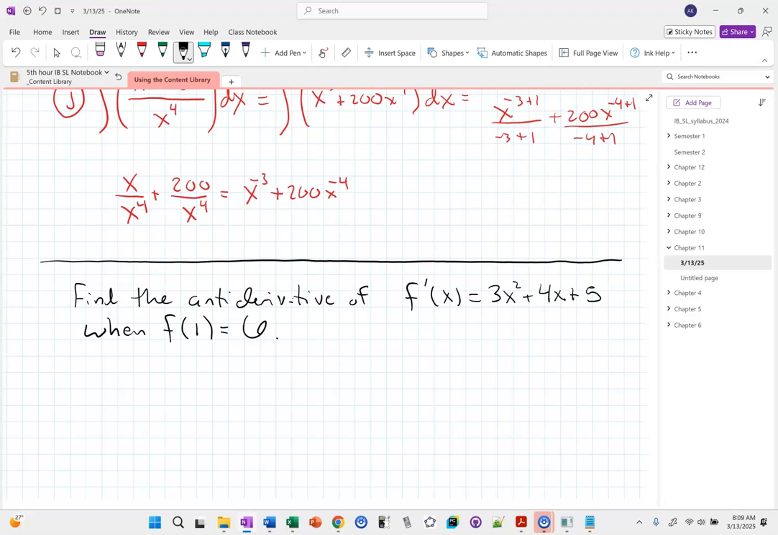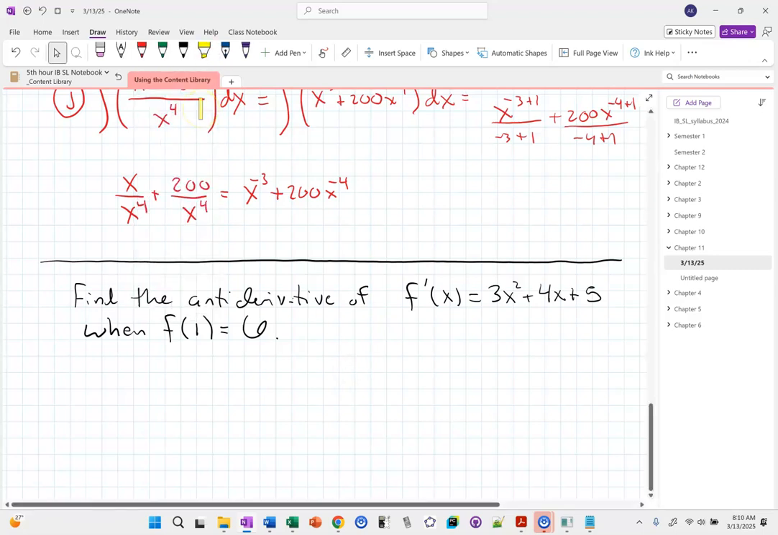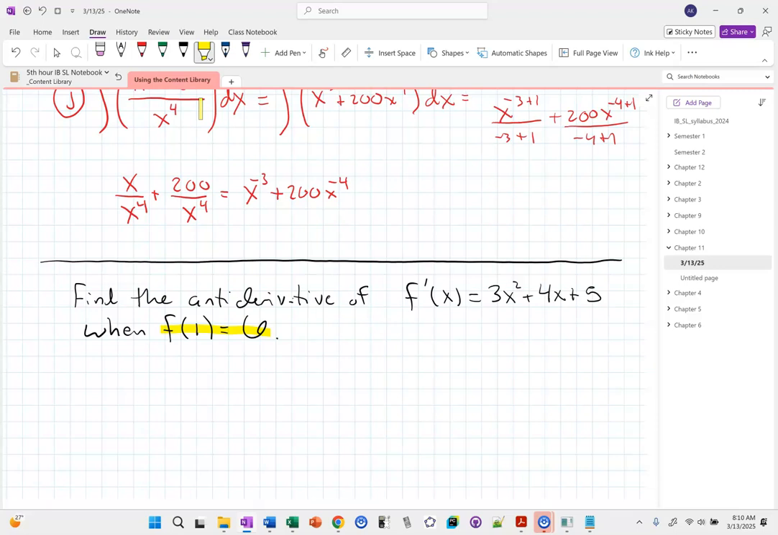So if you're given this additional piece of information about the value of the antiderivative at a specific point, or at a specific value of x, that's enough information for me to solve for c. Okay? So I'll start by writing my general antiderivative, which I know is just going to be the integral of the derivative, right?